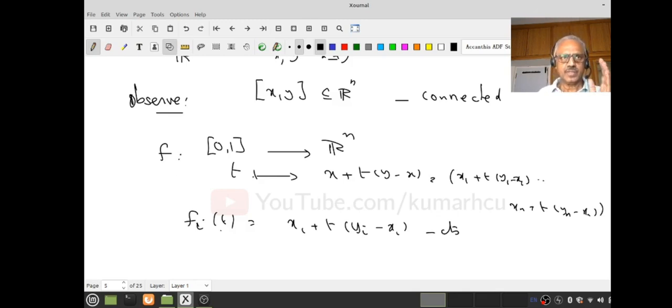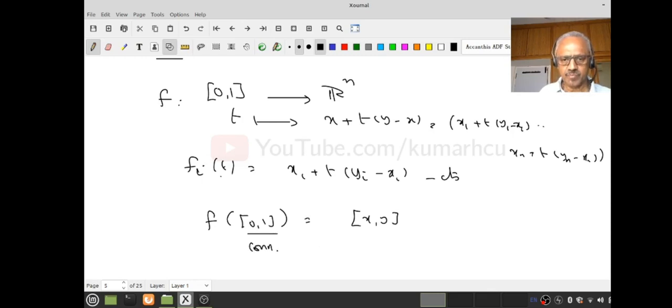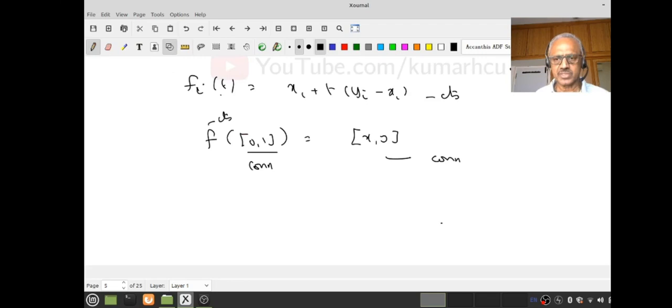A map from some space to Rn is continuous if and only if the component functions, if I write f equal to f1, f2, ..., fn, all of them are continuous. So f is continuous. And therefore what is the image f of [0,1]? That is precisely the line segment xy. Since [0,1] is connected and f is continuous, being a continuous image of a connected set, it is connected. So the first crucial observation is that any line segment is a connected subset of Rn. Okay, pause, review, proceed.